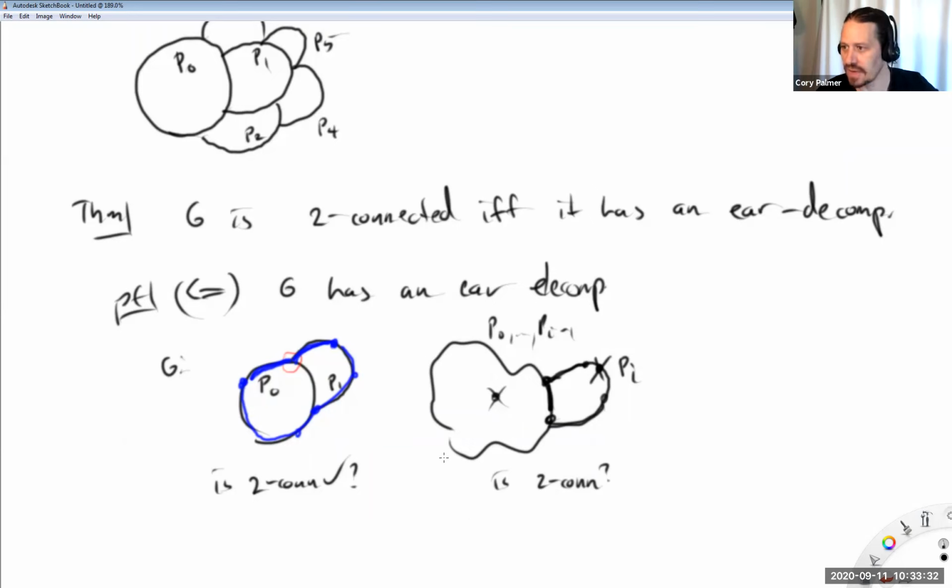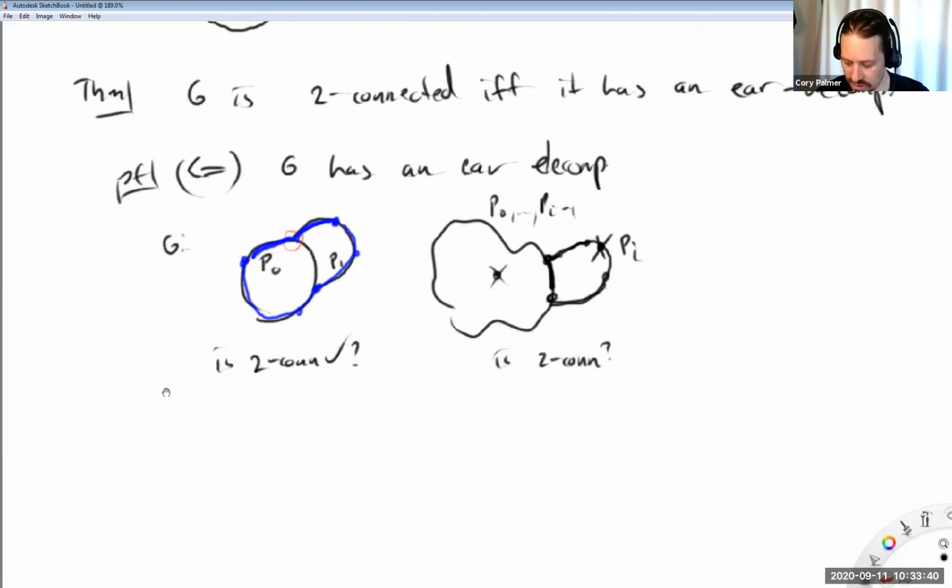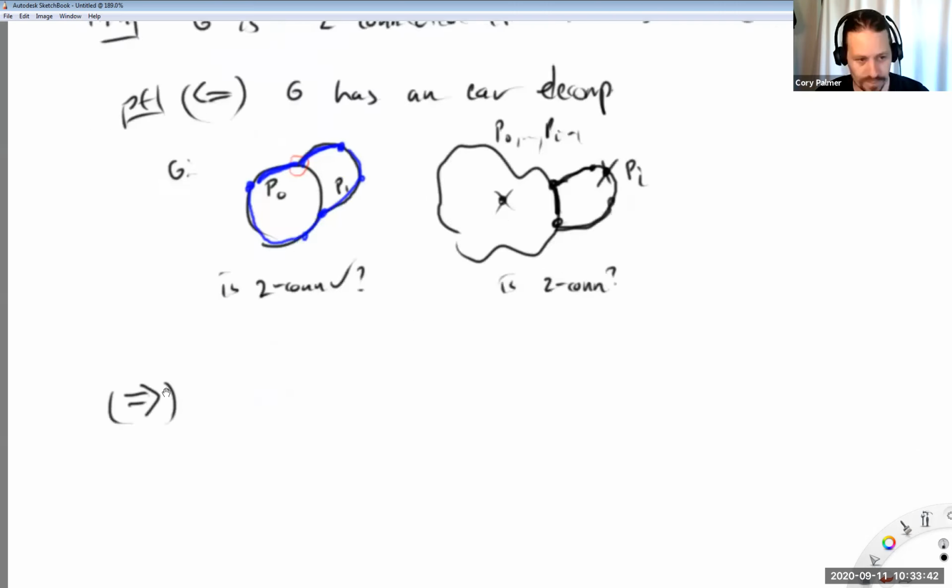So if you're unsatisfied, you can think about this one a little bit more, but I think visually it's pretty clear. The other direction is a little more interesting, or maybe not more interesting, just a little more detailed. So let's show that if it's two connected, then it has an ear decomposition. And we'll use this maximal subgraph strategy to get this one.